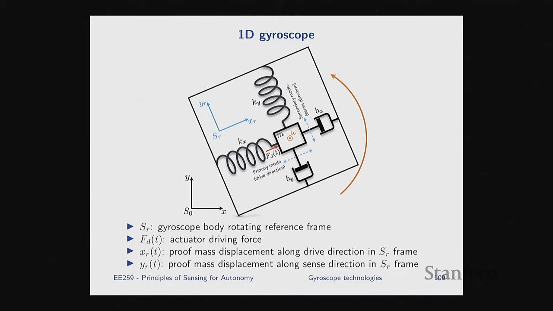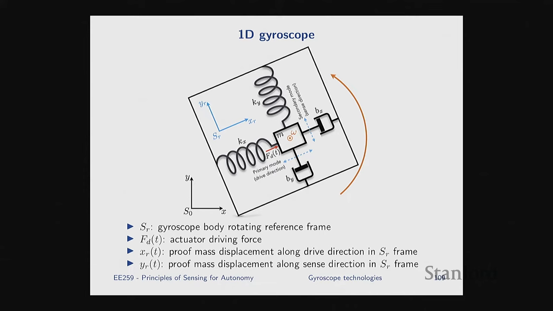The way that is achieved is that it has two axes of motion that are perpendicular to each other. One is called the drive axis or drive direction, also called the primary mode of the device. In this axis, called X sub R, we actively drive this harmonic oscillator with some drive force F sub D.